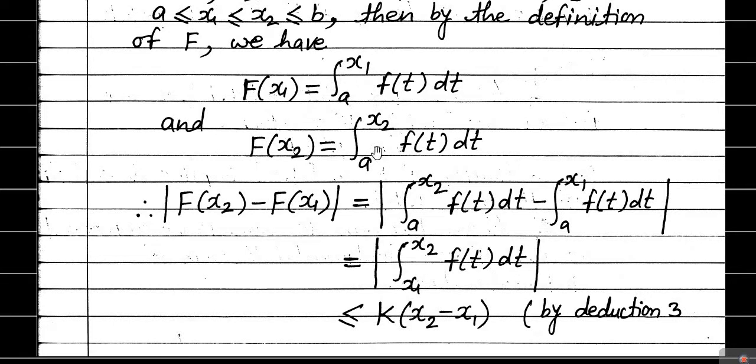As we know that x1 is less than or equal to x2, the integration from a to x2 of f of t dt minus the integration from a to x1 of f of t dt is equal to the integration from x1 to x2 of f of t dt. Now this modulus is less than or equal to k into x2 minus x1, and this is by deduction number 3. By deduction number 3, we know that if the function f is bounded by k, then mod of the integration from x1 to x2 of f of t dt is less than or equal to k into x2 minus x1.